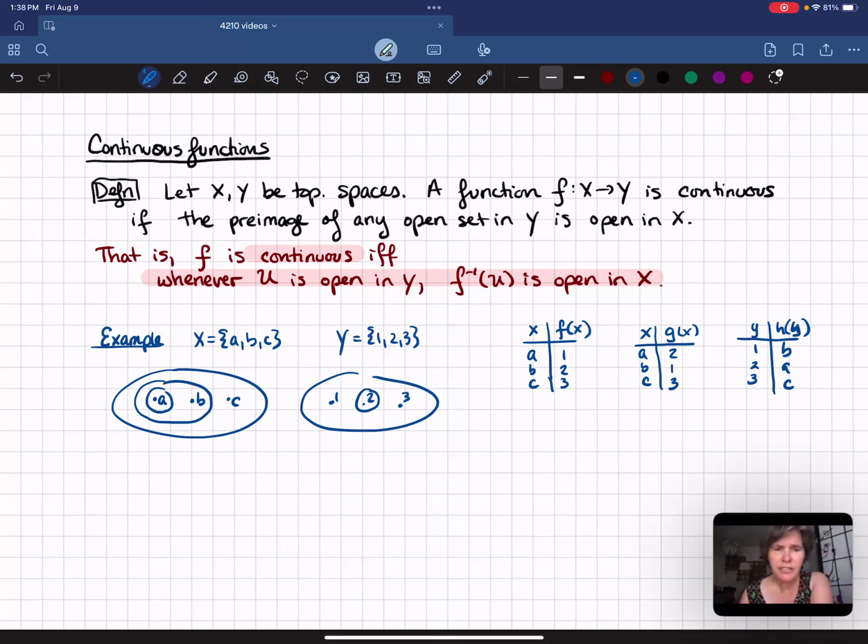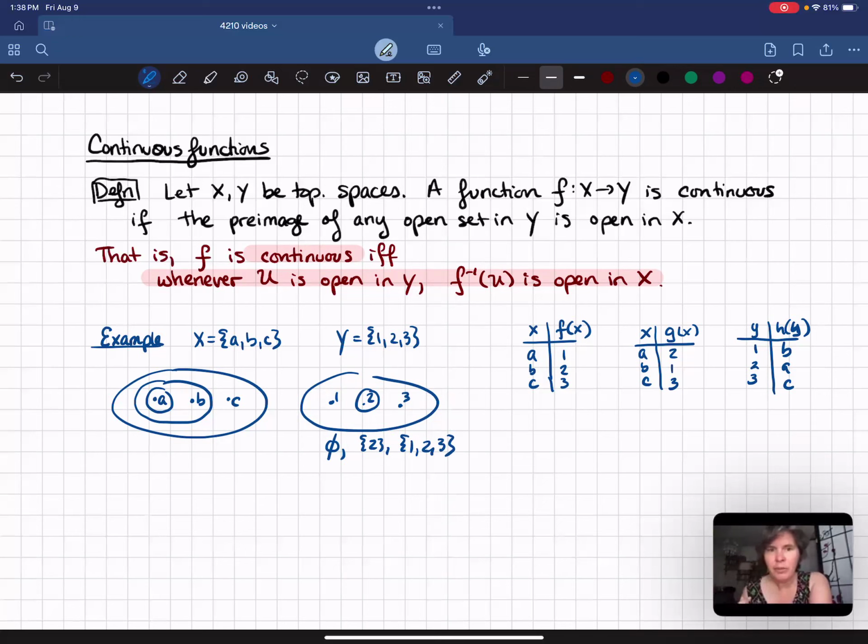The definition of continuity says that you have to look at open sets in your codomain. So let's start with the function f. f takes a to 1, b to 2, and c to 3. I want to start out by looking at open sets in my codomain and then thinking about their inverse images. This example is fairly simple because there are only 3 open sets: the empty set, singleton 2, and 1, 2, 3. So we just have to check each one of those.